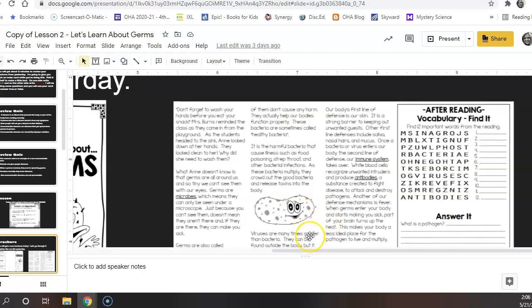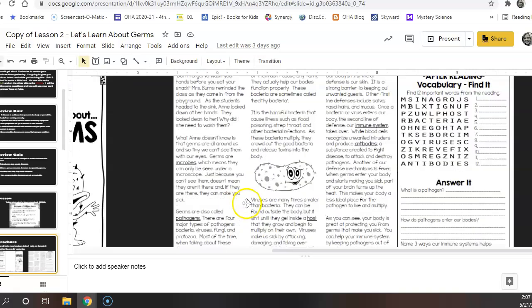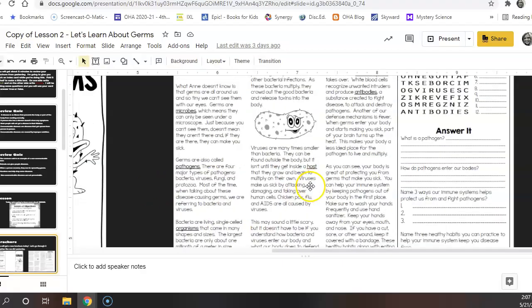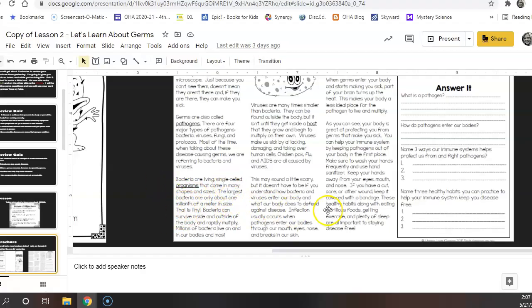Once a bacteria or a virus enters our body, the second line of defense, our immune system, takes over. White blood cells recognize unwanted intruders and produce antibodies, a substance created to fight disease, to attack and destroy pathogens. Another of our defense mechanisms is fever. When germs enter your body and start making you sick, part of your brain turns up the heat. This makes your body a less ideal place for the pathogen to live and multiply. So a fever, boys and girls, is just your brain heating up your body to try and heat up that virus to get rid of it.